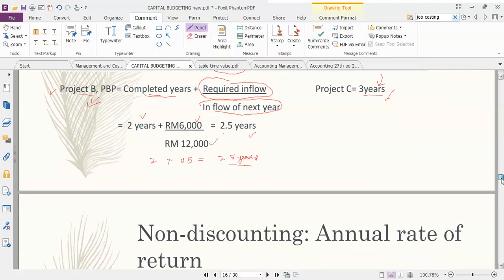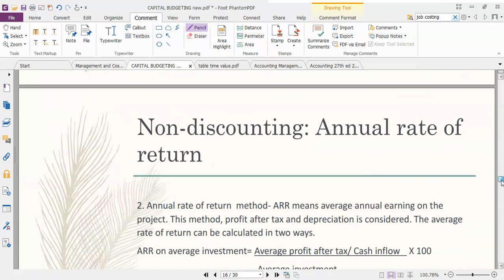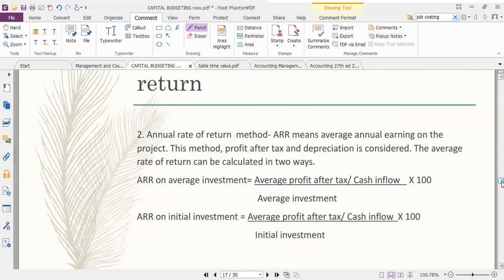So let's look at the second type of non-discounting method: how to calculate the annual rate of return. The annual rate of return method means the average annual earnings on the project. We want to see the average earnings of each project. In this method, profit after tax and depreciation are considered. The average rate of return can be calculated in 2 ways. The first one is average profit after tax divided by cash flow.